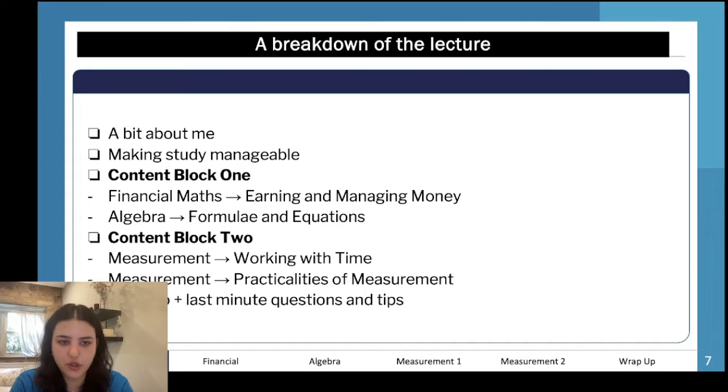We'll then jump into our 2 content blocks. So we'll start with our financial maths and then our algebra. And then our second content block, measurement. You can see along the bottom of the screen, we have kind of a timeline that will show you what section of the lecture we're in.